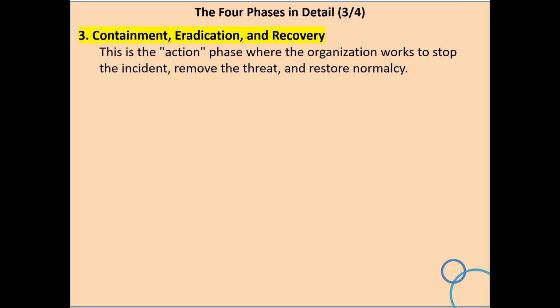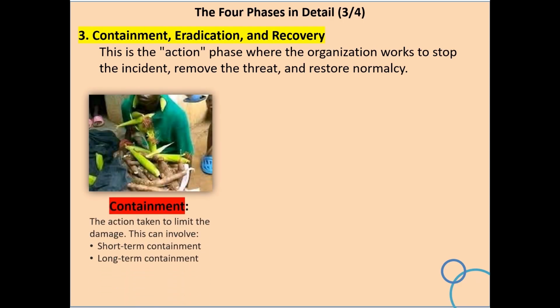Containment, eradication, and recovery phase. Well, this is the action phase where the organization works to stop the incident, remove the threats, and recover systems to normal operation. Now, at this point, the activities here, let's start with containment. Containment is where the breach is being contained. It is to stop it from spreading right now.